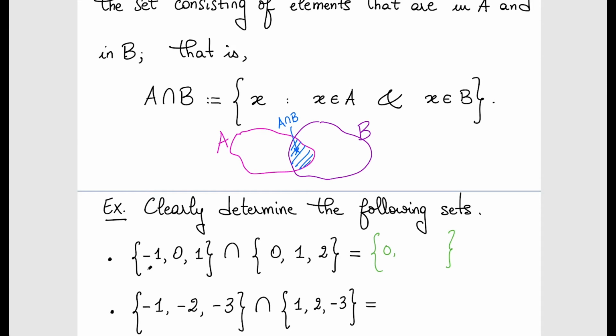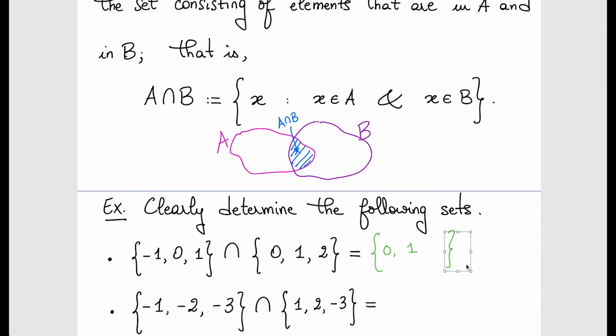1 is part of this set and part of this set, so it's also in the intersection. And that's it. 2, obviously I don't see it here, so it's only on one side. So if you want to put it in this perspective over here, we have -1, 0, and 1. That's for A, right? And for B, you have 0, 1, and 2. So that's why the intersection was just 0, 1. Okay? Alright.